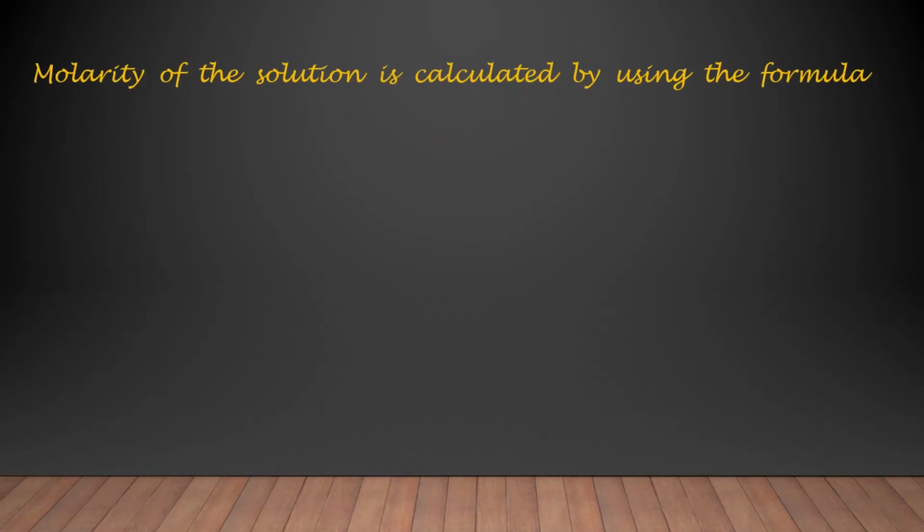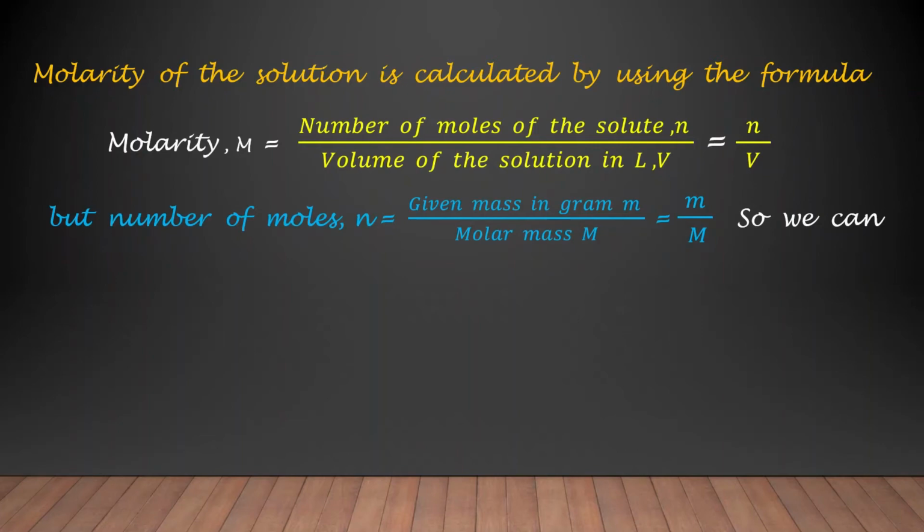Now let us see the formula to calculate the molarity of the solution. Molarity, capital M, equals the number of moles of the solute, small n, divided by the volume of the solution in liter, capital V. That is, M equals n divided by V. This is the formula to calculate the molarity of the solution if the number of moles of solute and volume of solution are given.